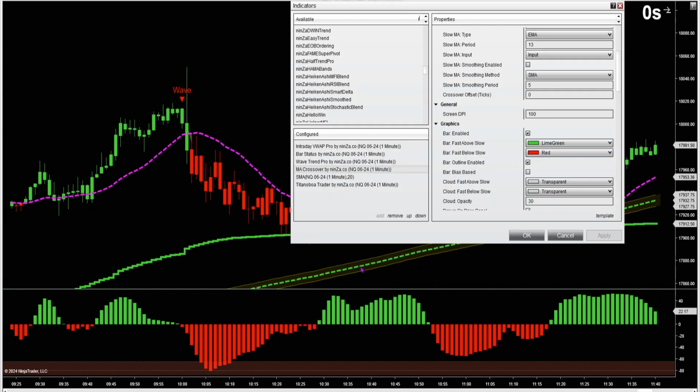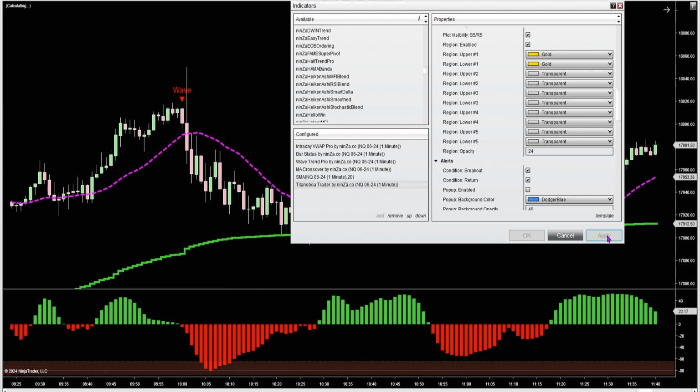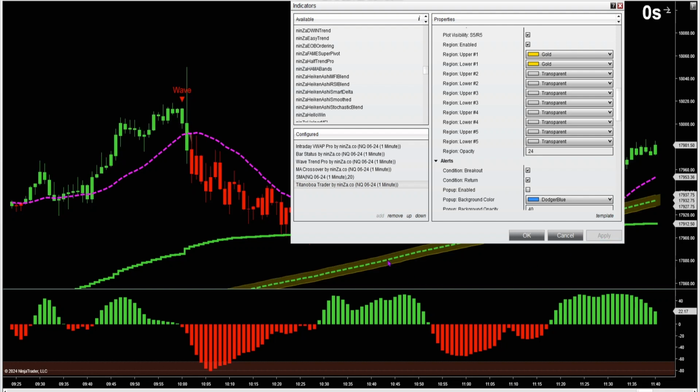To get this band around the 200 SMA, this gold band, and also to get the color changing moving average, I'm using the Titanoboa Trader. And for this I've made all of the regions transparent except for the upper and lower region of number 1 right around the band, and those are gold. I can change the opacity of the band. Now it's a little bit thicker there.